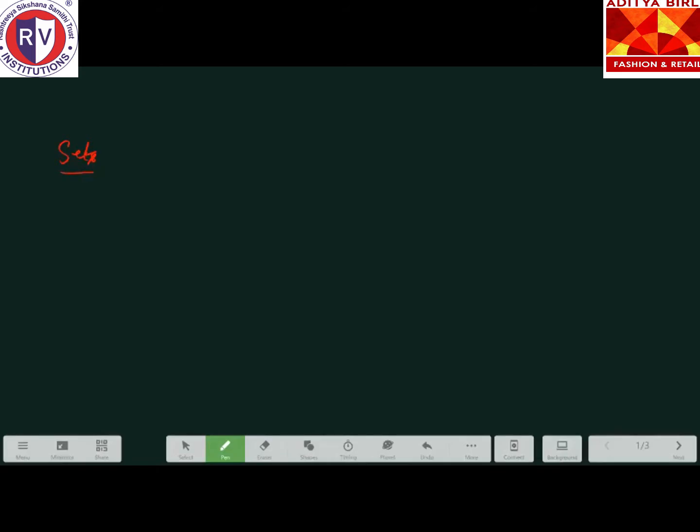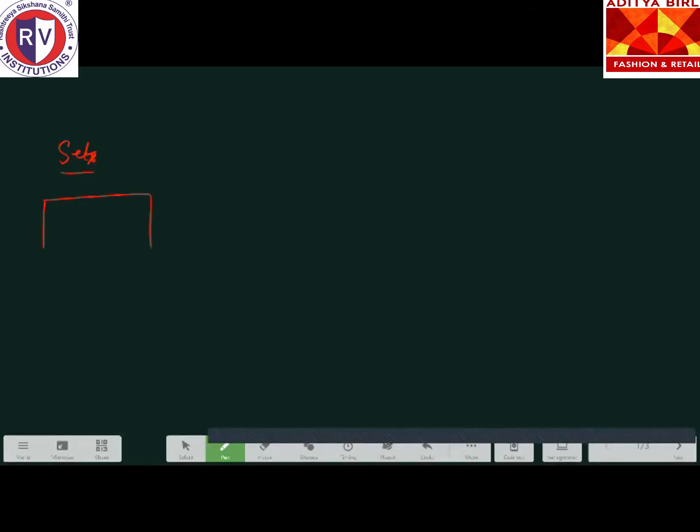So let us look at this problem with the help of a Venn diagram. Let this be the total number of students, that is, the universal set. Let C be the set of the students who play cricket and T be the set of the students who play tennis. It is given that the total number of students, N of U, is 60.